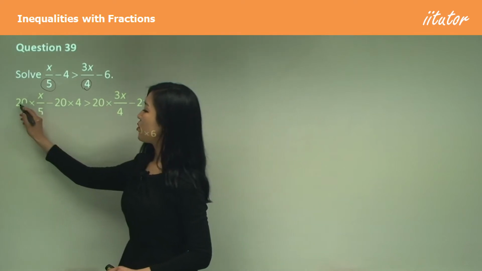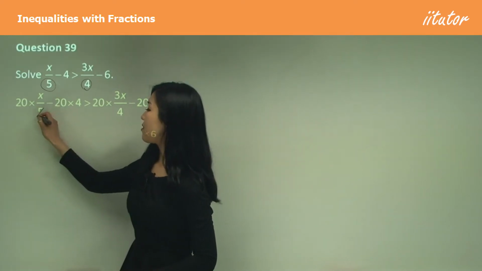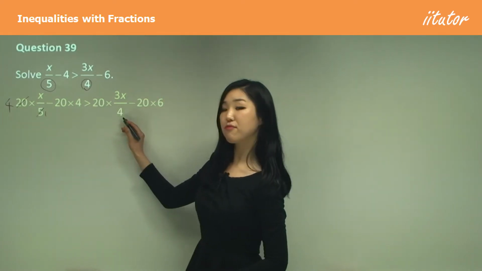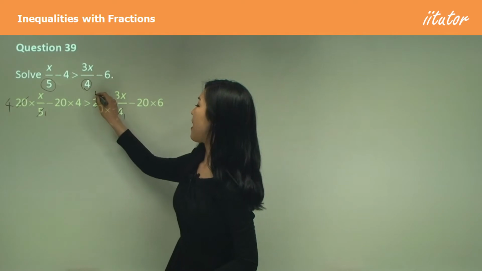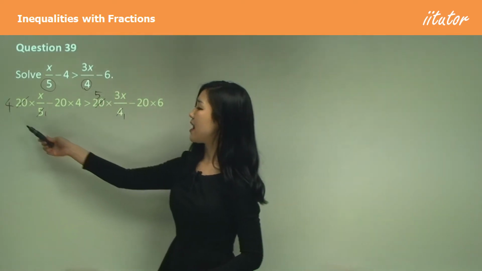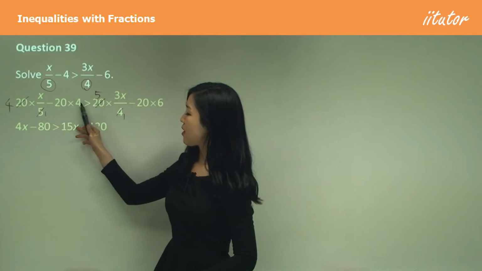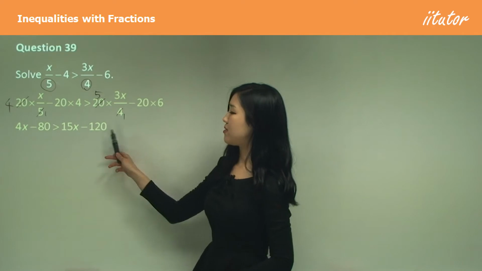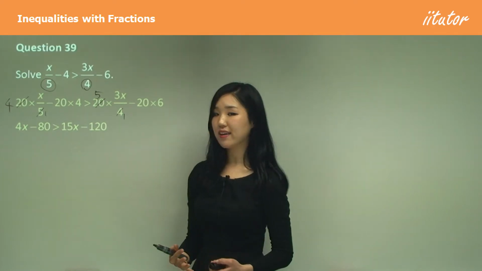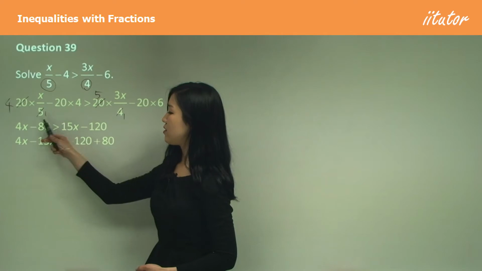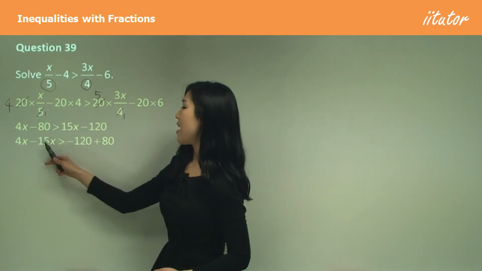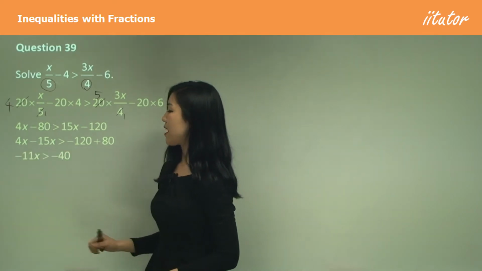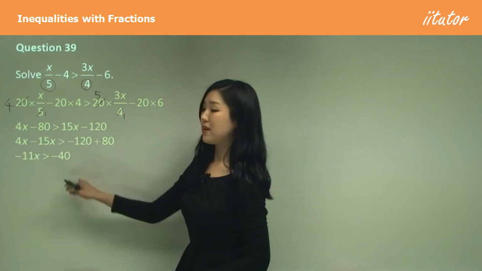And you can see here, what's 20 divided by 5? That's 1, and that's a 4, isn't it? And that one's easy. 20 divided by 4, that's a 1, and that's a 5. So we'll simplify it. Now we just have 4x. 20 times 4 is 80. 5 times 3x is 15x, minus 20 times 6, which is 120. Gather your like terms. So I'm going to move 15x over to here, so I have the x's on my left, and move the 80 here and make it positive 80. 4x minus 15x is negative 11x, and that should be negative 40.